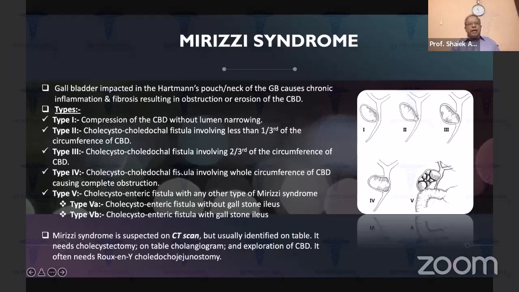These are the things written in the Indian books, not in the other books I found. Mirizzi syndrome is suspected on CT scan but usually identified on table. It needs cholecystectomy, on-table cholangiogram, and exploration of the CBD. It often needs a Roux-en-Y hepaticojejunostomy.